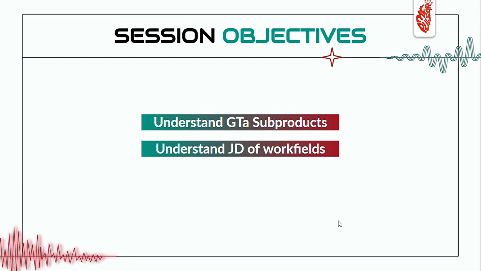Talking about the objectives for this session, first thing first is I want you to understand what the GTA subproducts are and understand the job descriptions and work fields, but this is mostly specific for the subproducts that we currently run in ISEC in Portugal and that are mostly attractive for our IR partners.